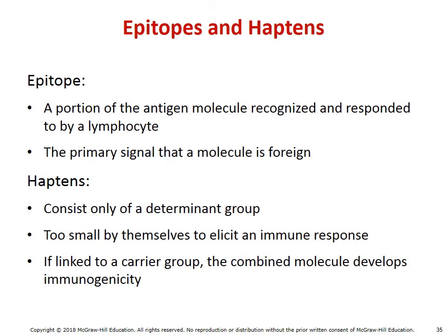Epitopes and haptens are something we should probably talk about. An epitope is a portion of the antigen molecule that's recognized and responded to by a lymphocyte. The idea here is this is what we're actually looking at to see if it's self or not. This is the signal point for whether something is foreign. Haptens are much smaller, and so themselves typically won't elicit an immune response. But if linked to a carrier group, the combined molecule develops immunogenicity, which could then lead to an immune response.